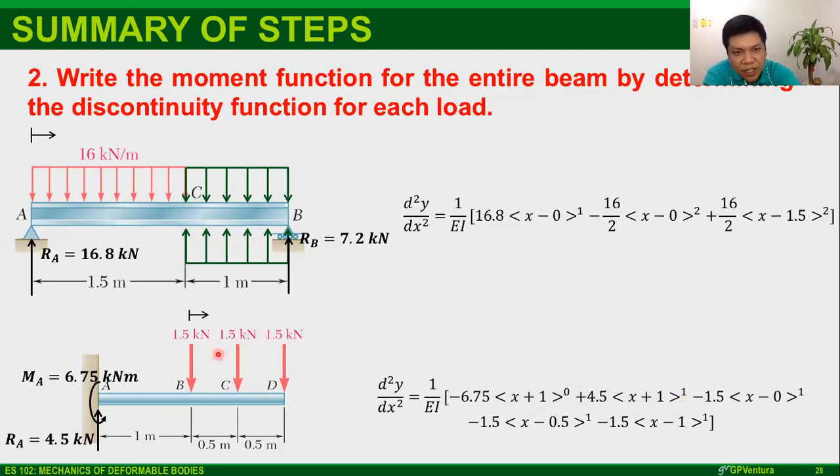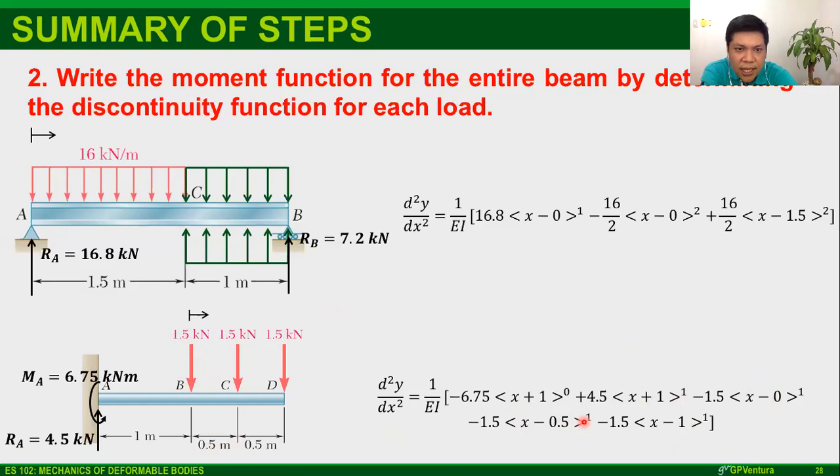Then, how about this one? Minus 1.5 because the load is downward. X minus 0. Why X minus 0? X minus A. But this load is found at the origin. So it's actually at X minus 0. Then this one, 1.5 X minus A, it's located at X equals 0.5, so to the right. So X minus 1.5 raised to 1.